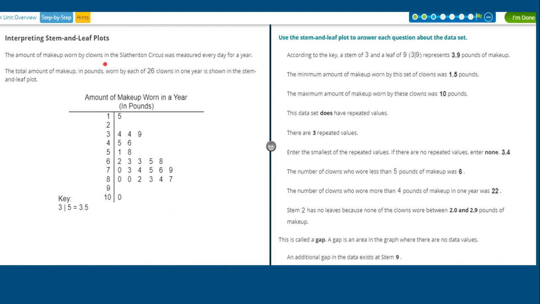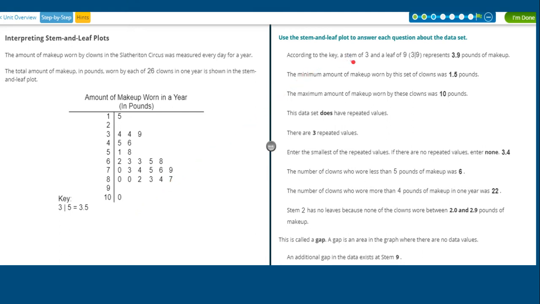The amount of makeup worn by clowns, which I never thought about this question until looking at this in Mathia, how much makeup a clown wears. But in some circus it was measured every day for a year. So the total amount of makeup in pounds worn by each of the 26 clowns in 1 year is shown in the stem and leaf plot. Now look at this key right here carefully. The key says 3|5. That does not say 35. That says 3.5. So that means that the way that we read this stem and leaf plot, we read it as a decimal and not as a whole number.